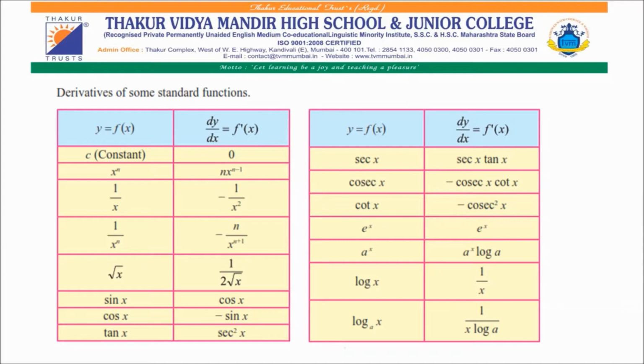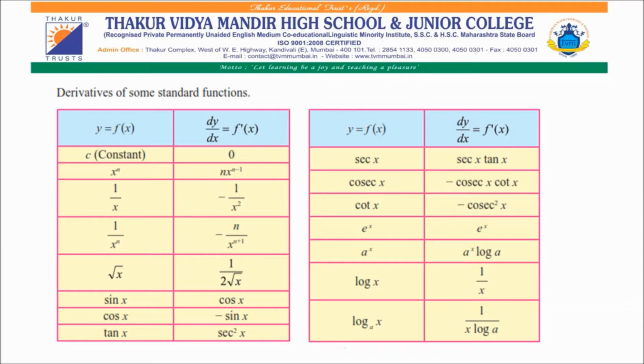Again, next, derivative of 1 by x is minus 1 by x square. Derivative of 1 by x raised to n is minus n upon x raised to n plus 1. Then derivative of root x is 1 by 2 root x. Till now all the functions are algebraic functions.